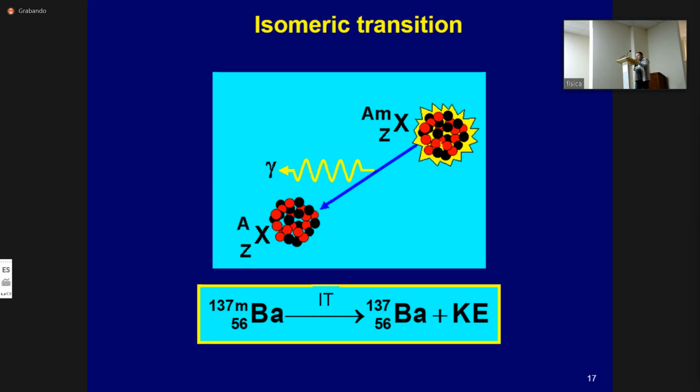So the isomeric transition can be represented as the following example: barium-137 metastable can come to the more stable state of barium-137 with released energy. Some atomic nuclei have several isomeric states with different lifetimes, that means half-lives.